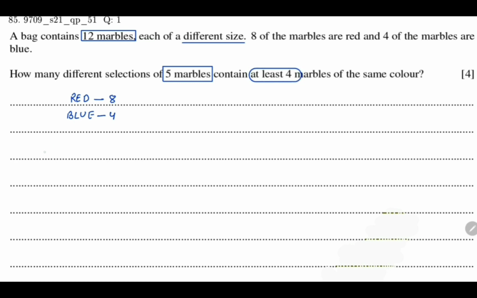So we can say 4 marbles are red and 1 is blue, or all the 5 marbles are red, or you can say 4 marbles are blue and 1 is red. So these are the 3 possibilities which can happen for at least 4 marbles of the same color.